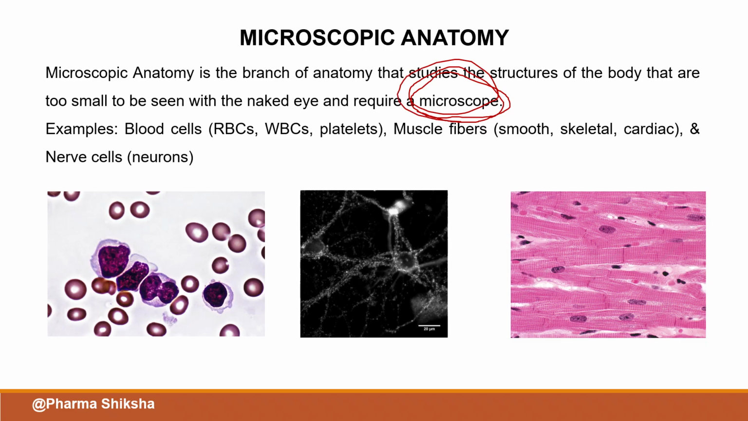So for example, you can see the blood cells here and the neuron cells, and here you can see the muscle. There are three types of muscles: smooth muscles, skeletal muscles, and cardiac muscles. And the nerve cell is visible here. So these are the microscopic images.